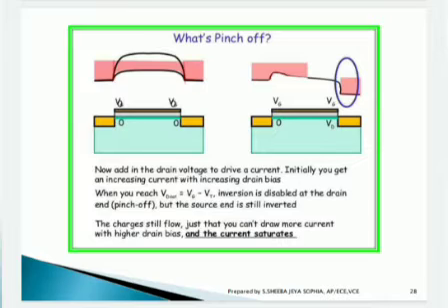Yes, what does this pinch-off mean? You can see here in this diagram, when we add in the drain voltage to drive a current, initially we get an increasing current with the increasing drain bias. But when you reach a saturation point, that is VD sat is equal to VG minus VT, inversion is disabled at the drain end, but the source is still inverted. The charges still flow, just that you can't draw more current with higher drain bias and the current saturates, and this point is said to be pinch off.